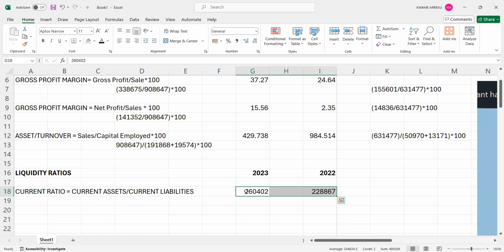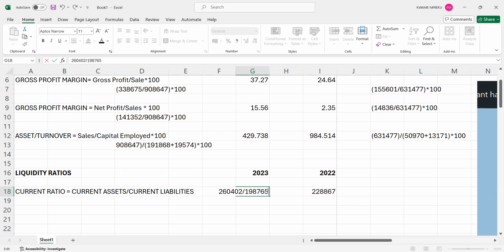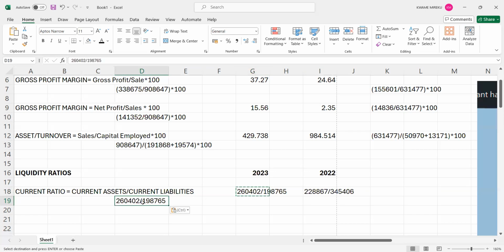All divided by our current liabilities. Can you get the current liability for me instead of going back? 198, okay, so for 2023 divided by 198,765, then 2022, 345,406. Let me copy them here before I put the formula, so that you know the figures we picked.